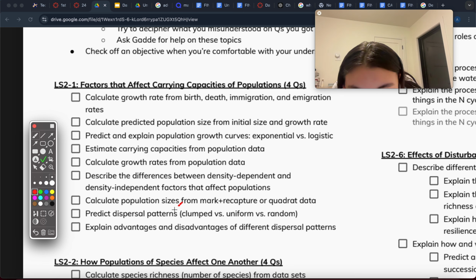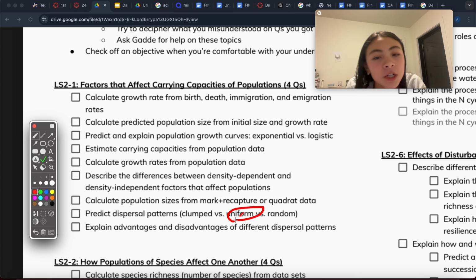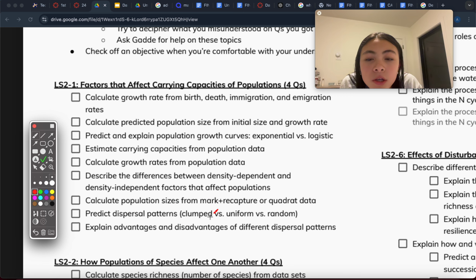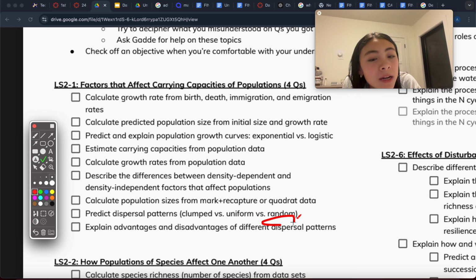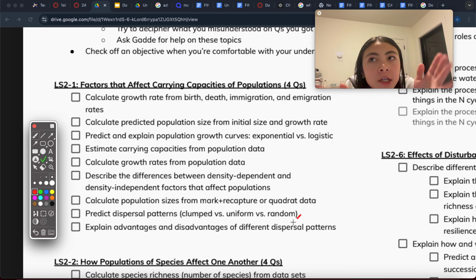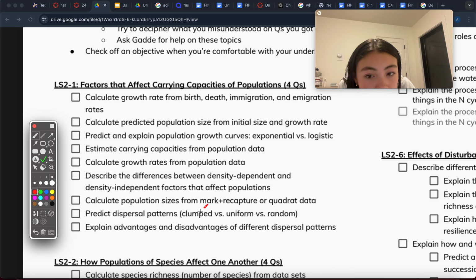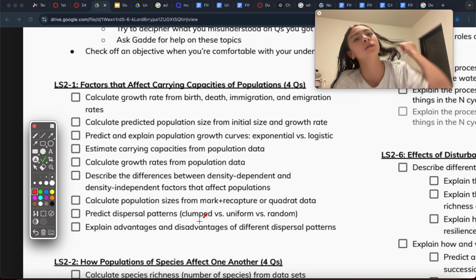Okay, but for uniform, it's probably going to be something like bobcats who mark their territory and have their own little secluded areas to themselves. So it's competition inside the population rather than just limited resources. This is competition within a population, or a species. And then random is like wind-blown seeds, where the wind just blows them and they go anywhere. And then the downside to clumped is that you're not really using all of the space that you have, you're only using certain areas of that space.